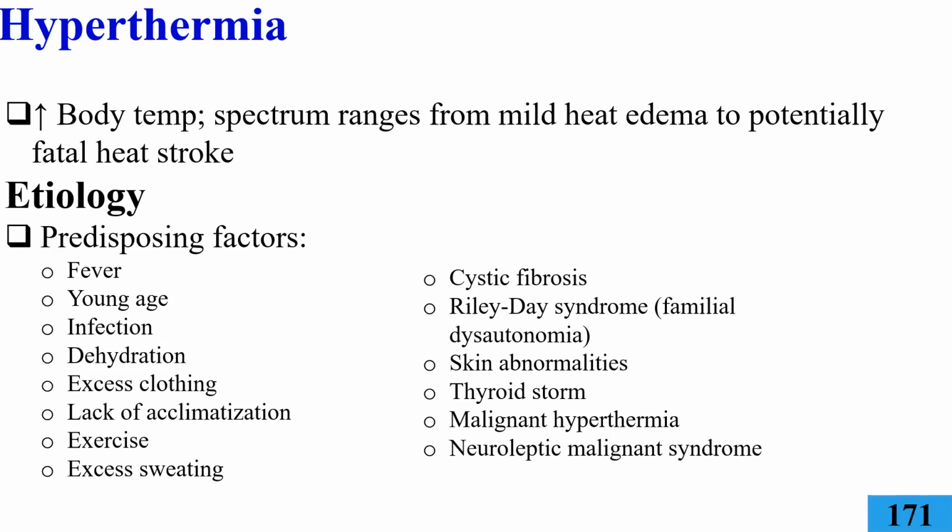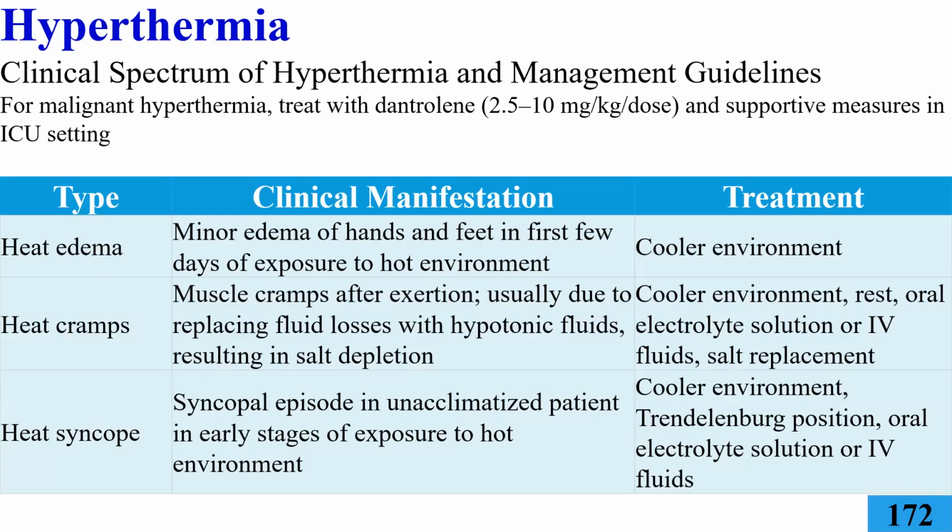Okay, skin abnormality, thyroid storm, malignant hyperthermia, and neuroleptic malignant syndromes. I'm not gonna discuss these. Whenever we have a case, we'll discuss it. Now the symptoms and the signs are a spectrum depending on the situation. Remember, in malignant hyperthermia, and then we'll define what's malignant, dantrolene is very important to be available.